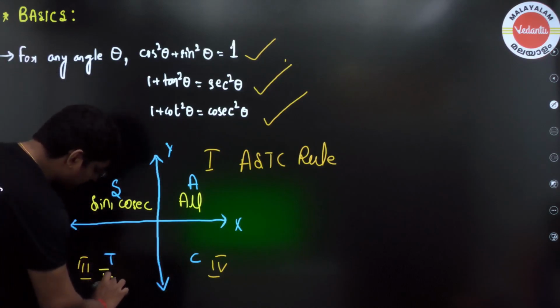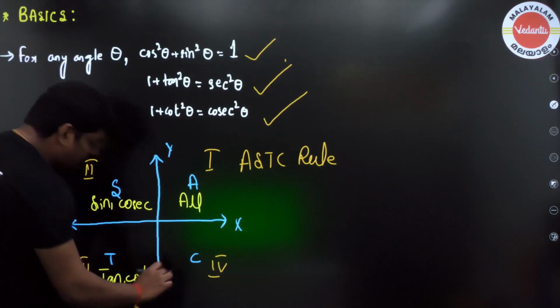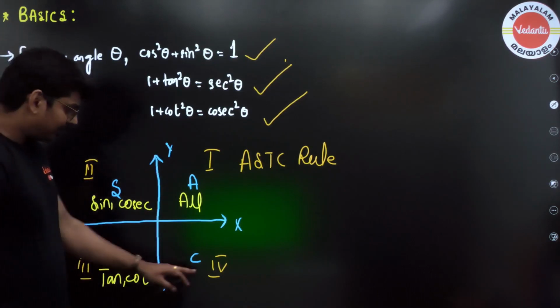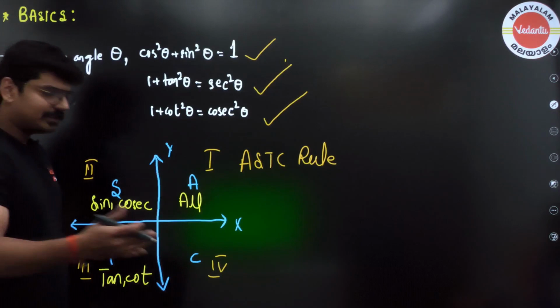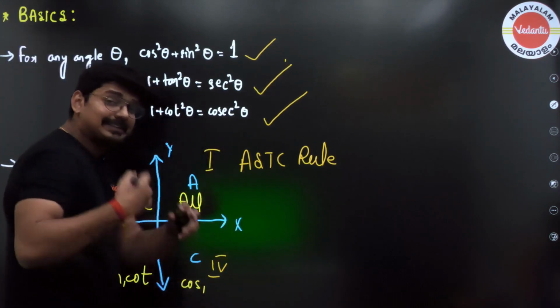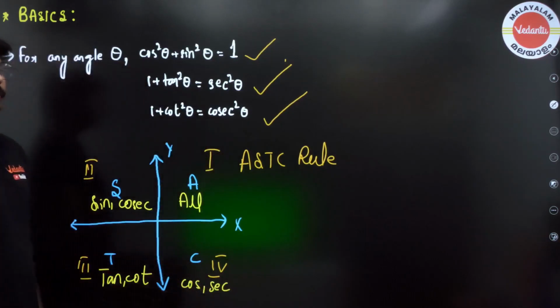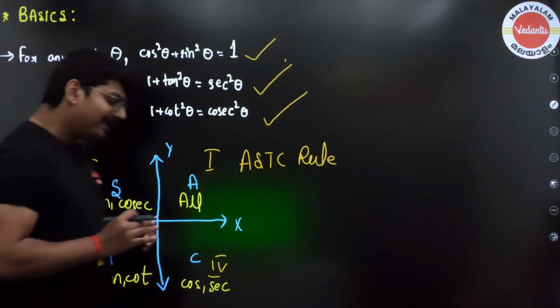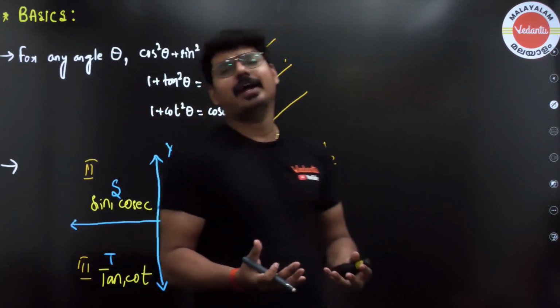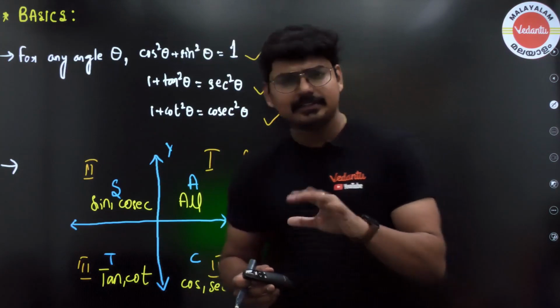In the third quadrant, which is T, what does that mean? Only tan is going to be positive, or the reciprocal of tan, which is cot, is going to be positive. And in the fourth quadrant, C, what is C indicating here? The cosine, or I can say cos, or the reciprocal of cos, which is secant, only these two are going to be positive. So depending upon where your angle is going to lie, is it going to lie in the first quadrant? Is it going to lie in the second quadrant?